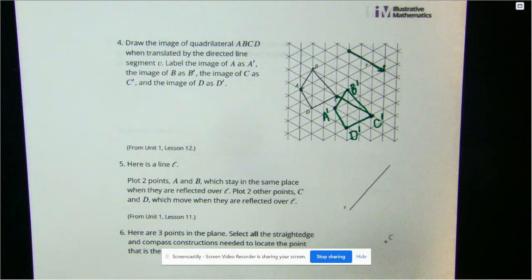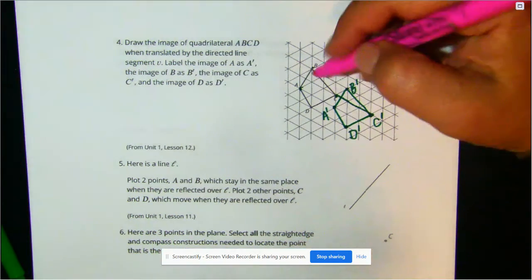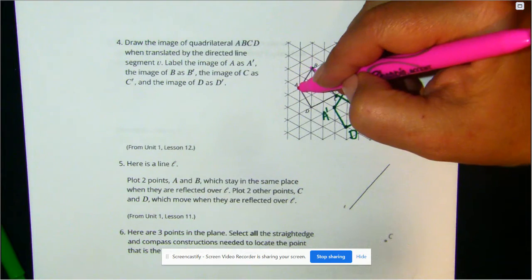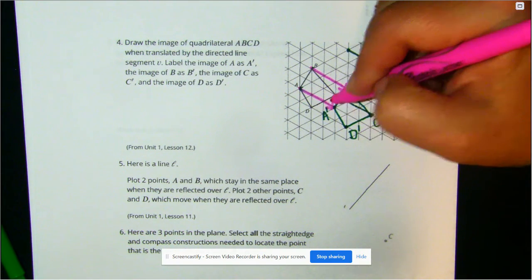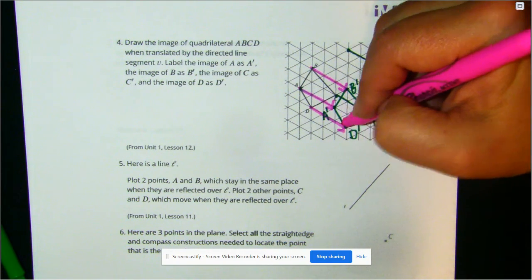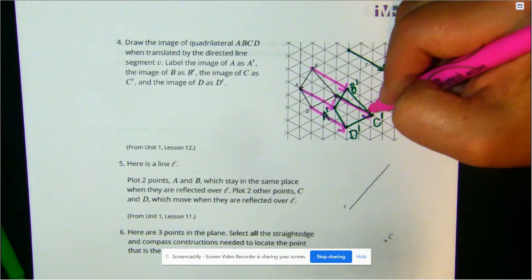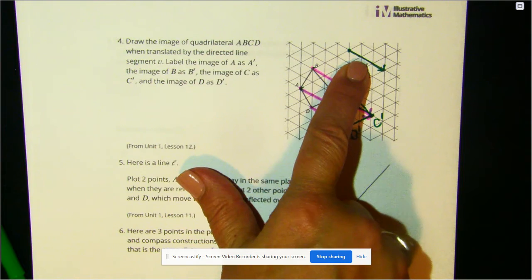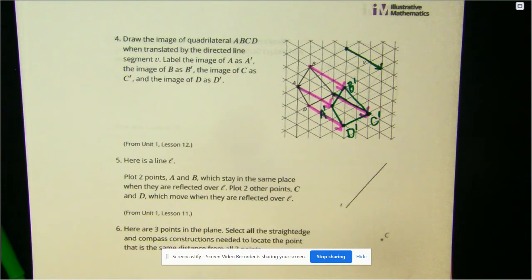You could take patty paper too if you wanted. And then you could look, with colors if you wanted. See that pink line? It's the same length as that. That's your directed line segment. That's how much you slid the whole object.